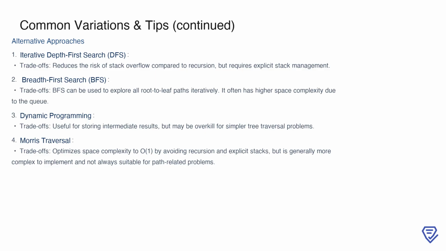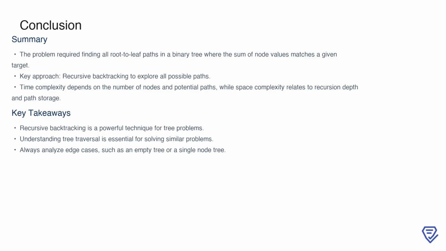Dynamic programming can also be applied to store intermediate results and avoid redundant calculations, though this approach might be excessive for simpler tree problems. Lastly, there's Morris traversal, which optimizes space complexity to O(1) by avoiding recursion and explicit stacks. However, it's more complex to implement and isn't always suitable for path-related problems. Each approach has its trade-offs, so it's important to choose the method that best fits the constraints and requirements of the problem.